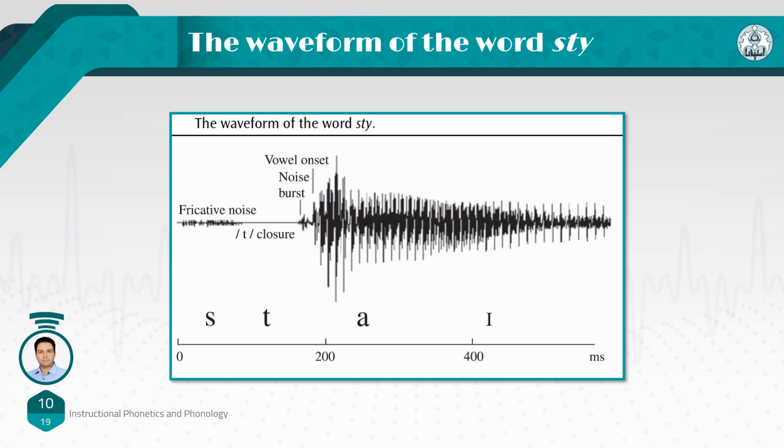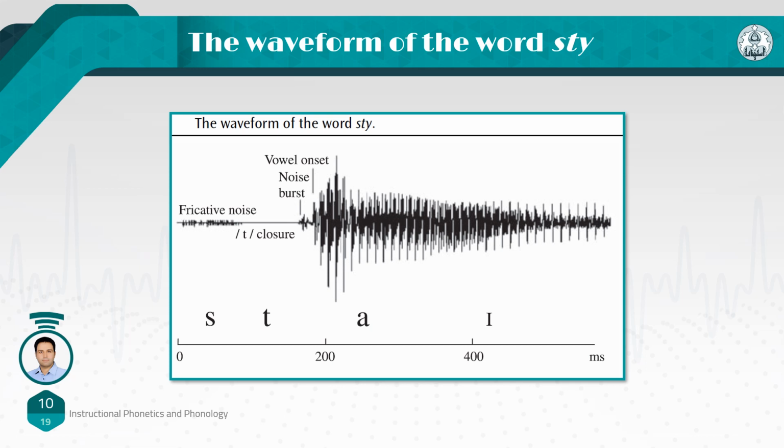If I want to say it, it is something like this. Sty, just the period before I release t. Sty. This period of silence is where you can see the straight line. Then this is followed by a sound wave very similar to that of d in the previous figure.